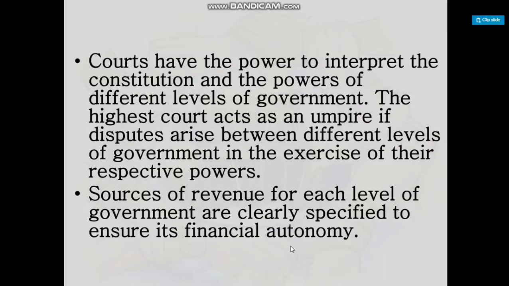Courts have the power to interpret the constitution and the powers of different levels of the government. The highest court will act as an umpire if any dispute arises between the levels of the government in exercising their respective powers. The sources of revenue for each level of government are clearly specified to ensure its financial autonomy.